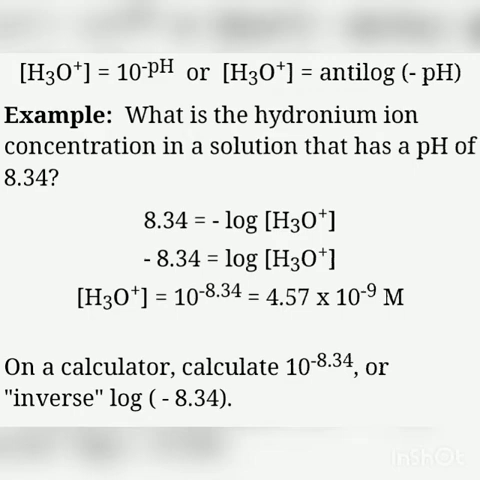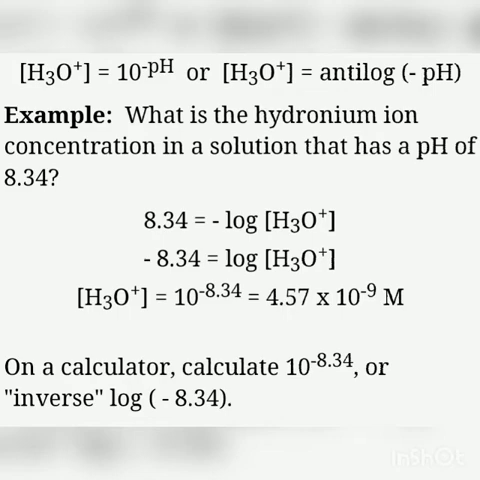I'll put 8.34 equals minus log, parenthesis, H3O plus, parenthesis. This is an example of a solution that has a pH of 8.34. Then I turn that previous element into a negative while turning the minus log into a positive, becoming just log, parenthesis, H3O plus, parenthesis. Then the last element that I put in the equation will go in the front.